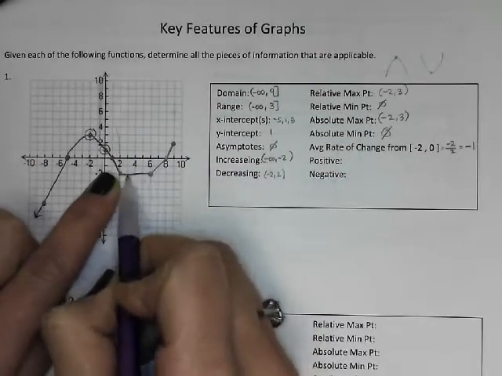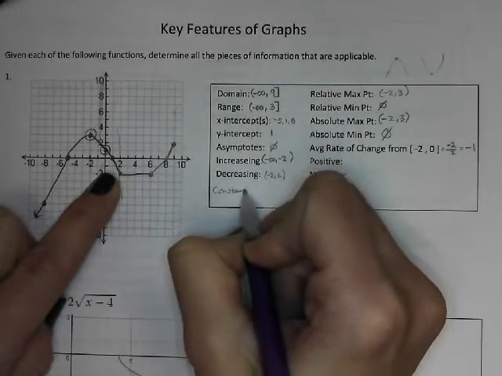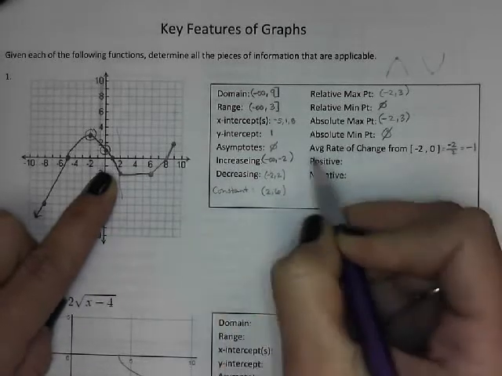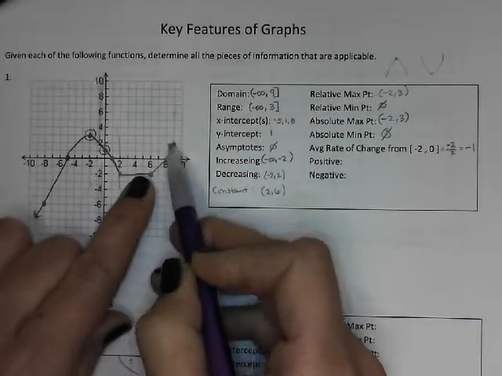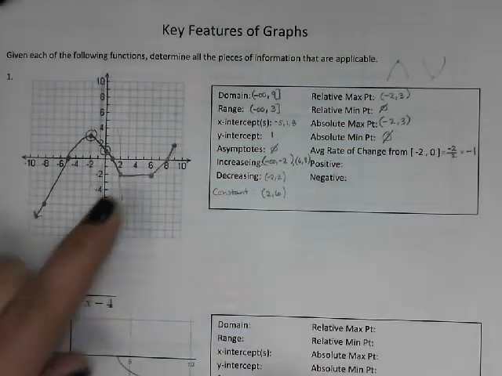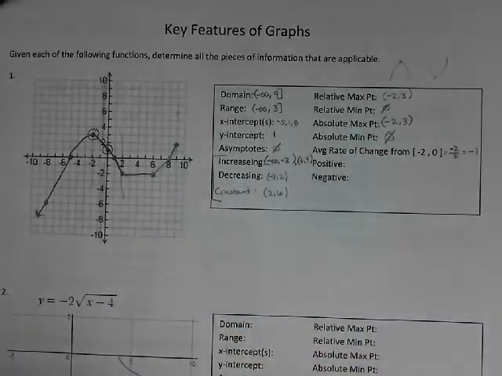And then from 2 to 6, it's constant, so that's a new category, from 2 to 6. And then from 6 to 9, it's increasing again, so we'll add that up here, from 6 to 9. Now, increasing, decreasing, and constant intervals always will use parentheses, so there's no debate ever.